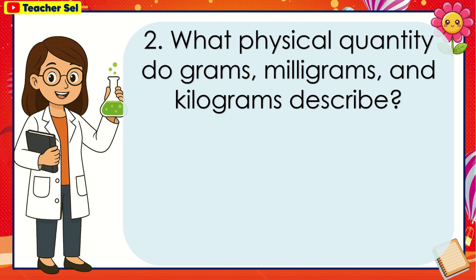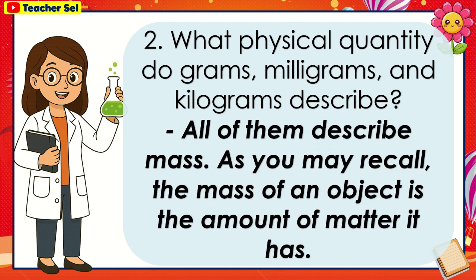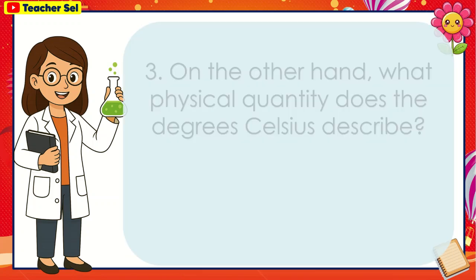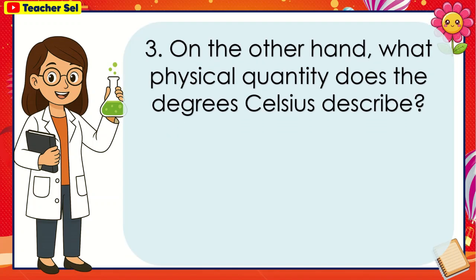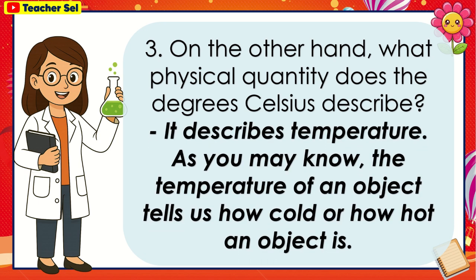What physical quantity do grams, milligrams, and kilograms describe? All of them describe mass. As you may recall, the mass of an object is the amount of matter it has. On the other hand, what physical quantity does the degrees Celsius describe? It describes temperature, as you may know. The temperature of an object tells us how cold or how hot an object is.